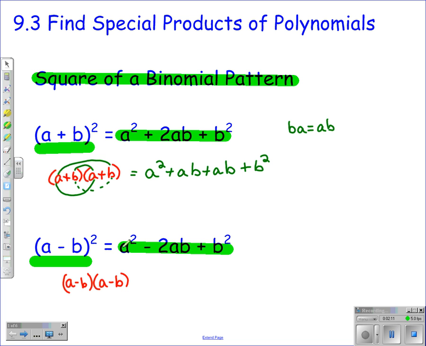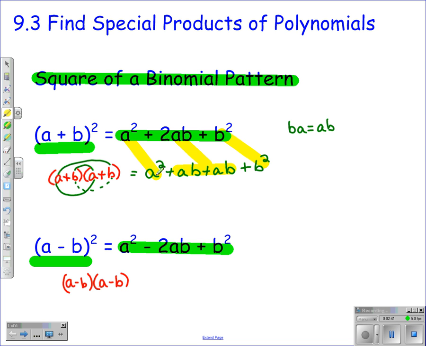When you look at this, you can see that the a squared is the a squared in our pattern. The b squared is the b squared in our pattern. And when you look at these two terms in the middle, they are exactly alike. Well, when we have two things that are exactly alike, we can write that as 2 times that object. So 2 times a times b.